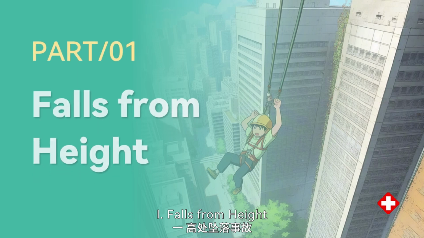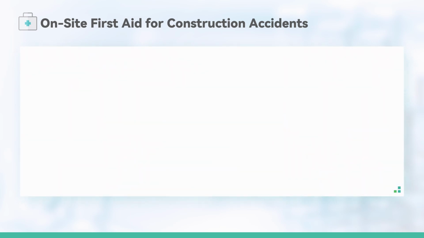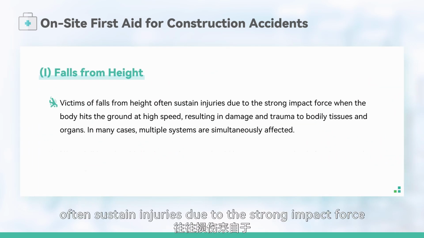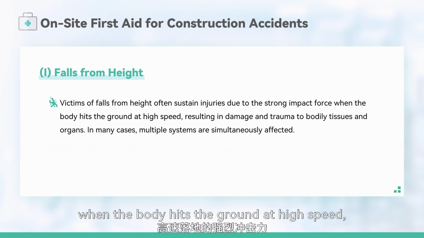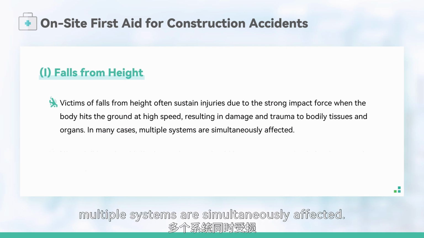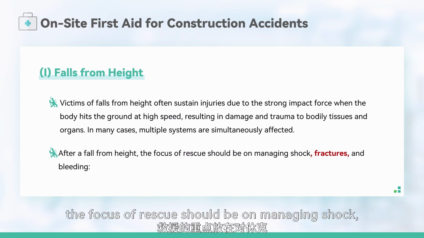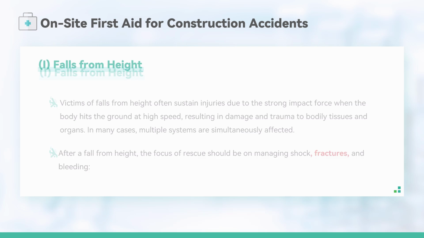1. Falls from height. Victims of falls from height often sustain injuries due to the strong impact force when the body hits the ground at high speed, resulting in damage and trauma to bodily tissues and organs. In many cases, multiple systems are simultaneously affected. After a fall from height, the focus of rescue should be on managing shock, fractures, and bleeding.